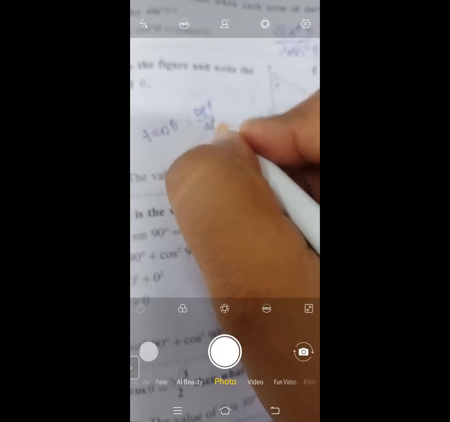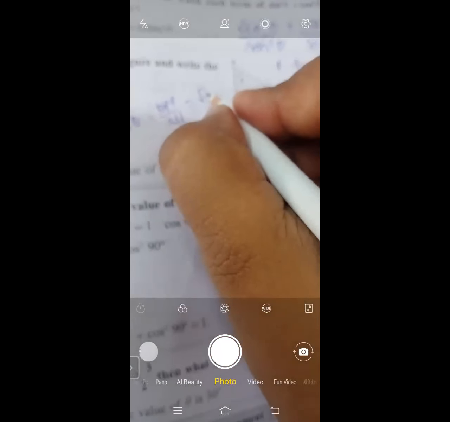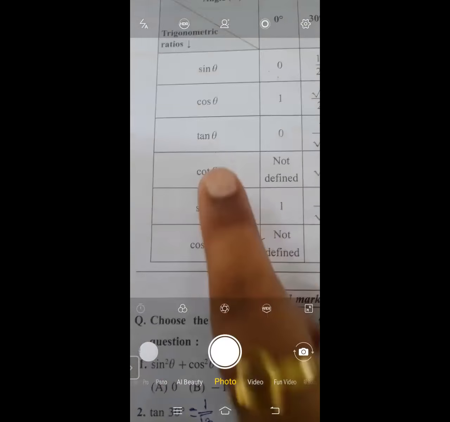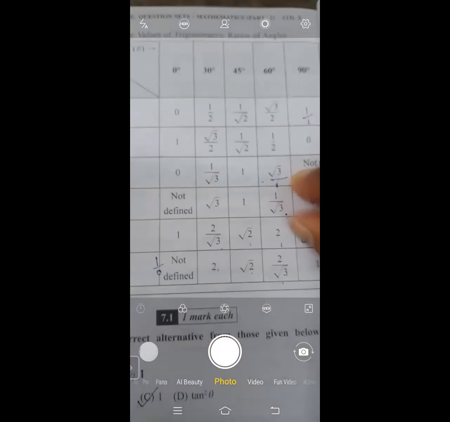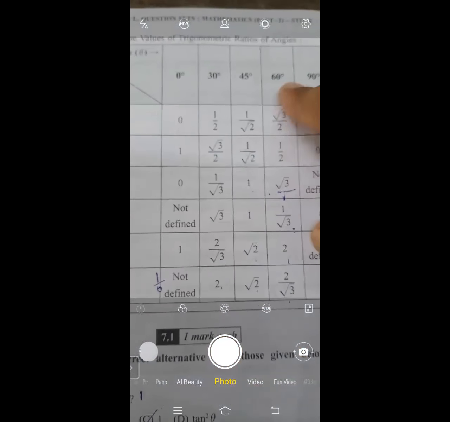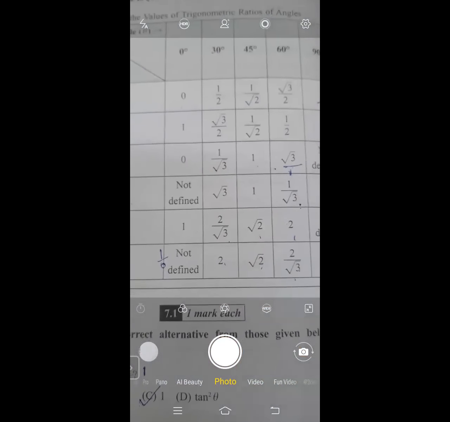So what is given for opposite side? Value for opposite side is √3 divided by 1. So I'll go in the table for tan where the value is just √3. So for which value of theta the value is √3? It is for 60 degree.